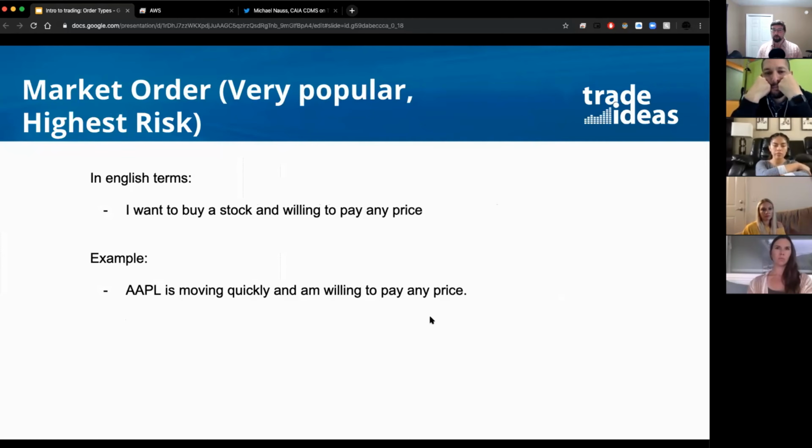The next one is the market order, which is very popular, but it's very risky. A market order says I want to buy Apple regardless of the price. I just want in. I don't care what price you can get me, just get it to me.